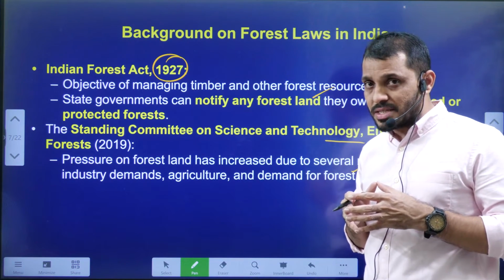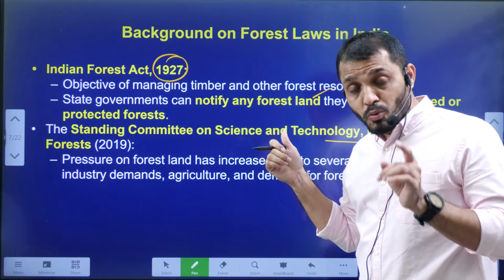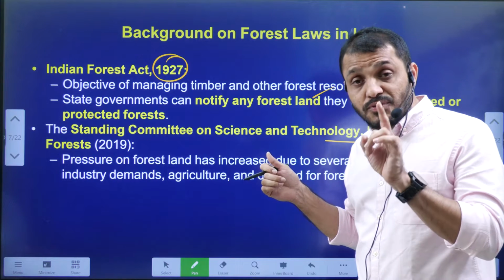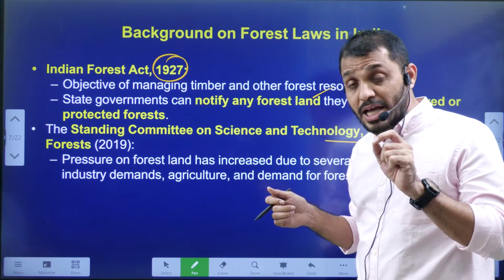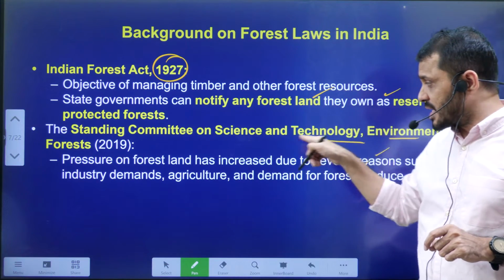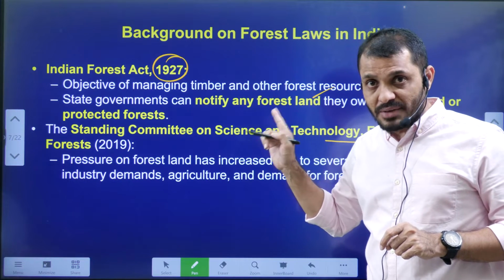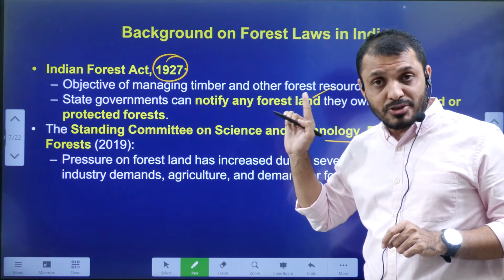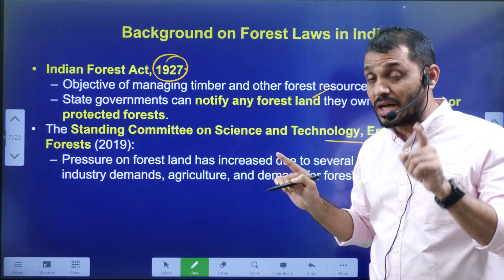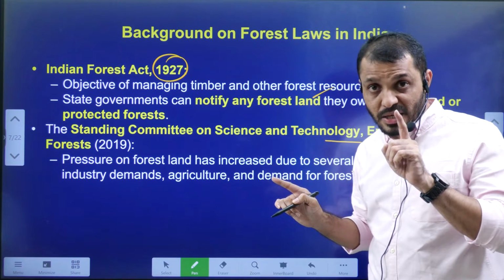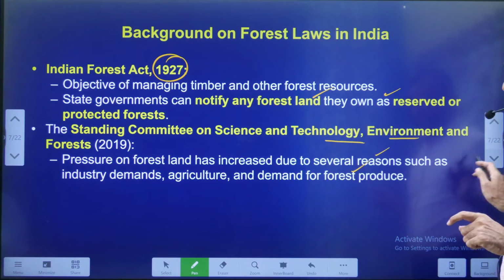Here you have to understand, students, there is a criticism on this amendment bill. One criticism is that this Forest Conservation Amendment Bill has to be reviewed by the Standing Committee on Science and Technology. Instead, it was reviewed by the Parliamentary Committee, which consists of 31 members. Out of the 31 members, 18 belong to the ruling party. This is also one of the criticisms regarding the scrutiny of the Forest Conservation Amendment Bill.